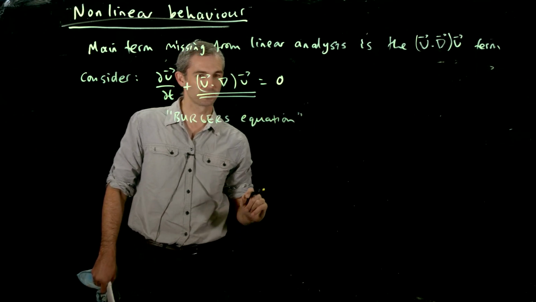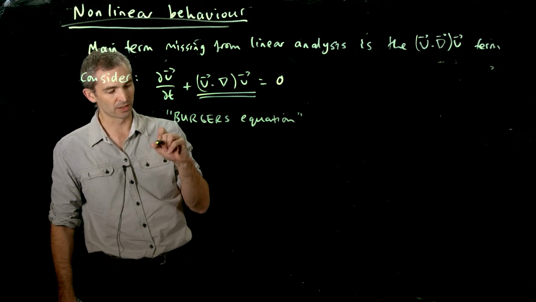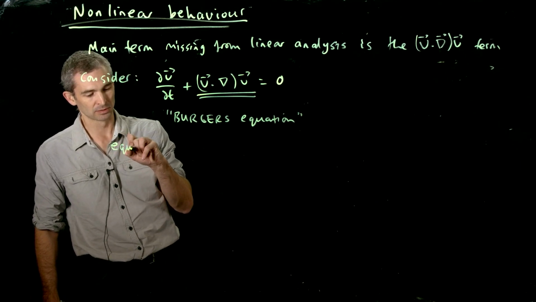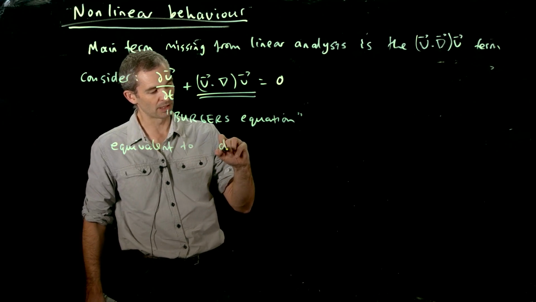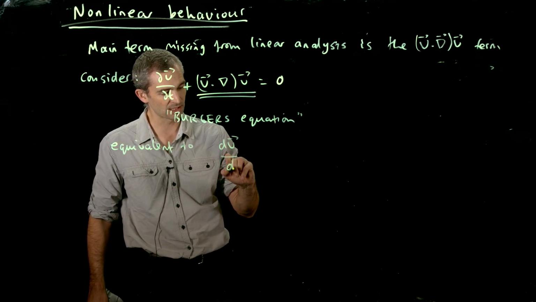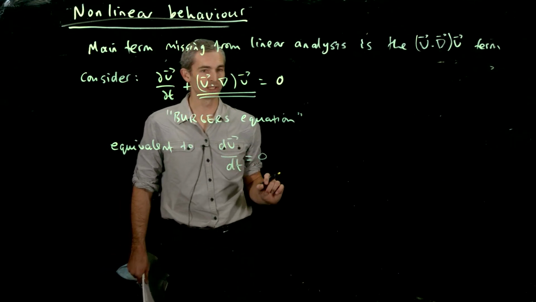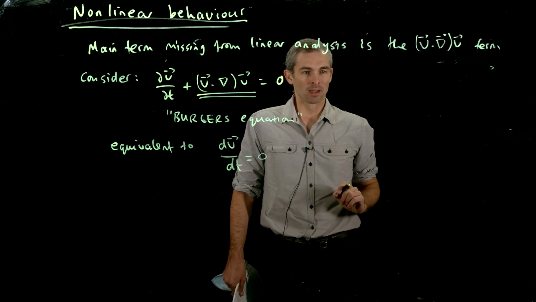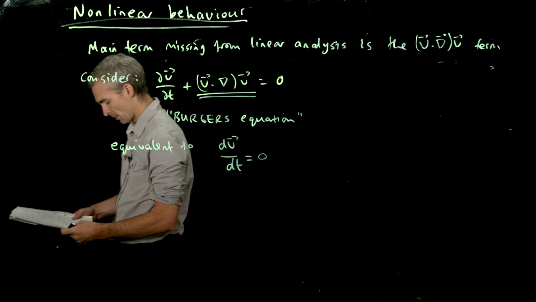Named after Burgers. Nothing to do with hamburgers. And it's equivalent to the following. It's equivalent to simply saying dv/dt is 0 in the co-moving time derivative. So if we consider the behaviour of Burgers' equation, we can understand what happens.